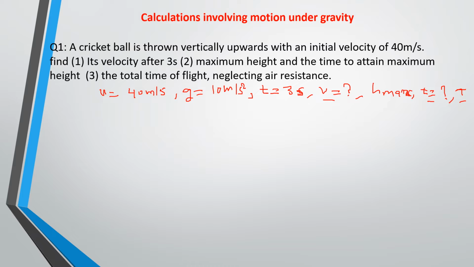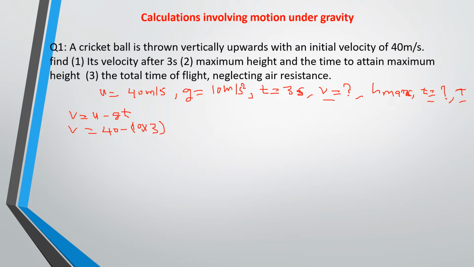So from the first equation that we have, v is equal to u minus gt, since the object is moving up. So from this equation, just substitute your values there. u is given to you to be 40, that is 40, minus g, which is 10, times the time that is given to you, 3 seconds. So you work this out.